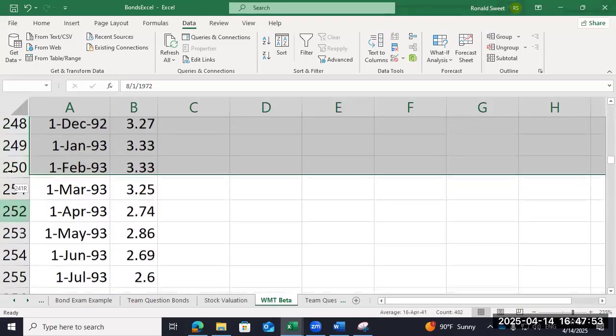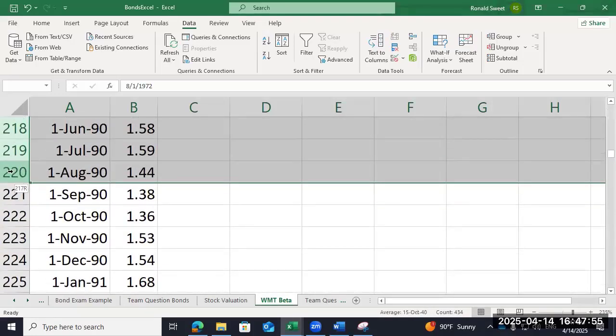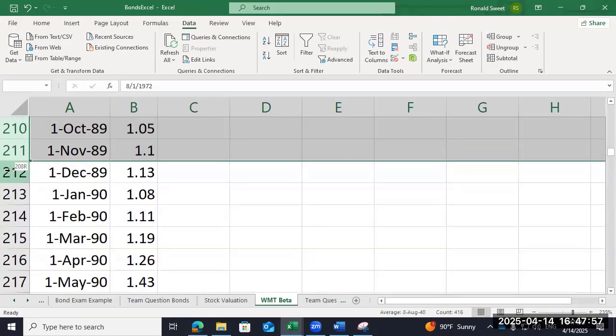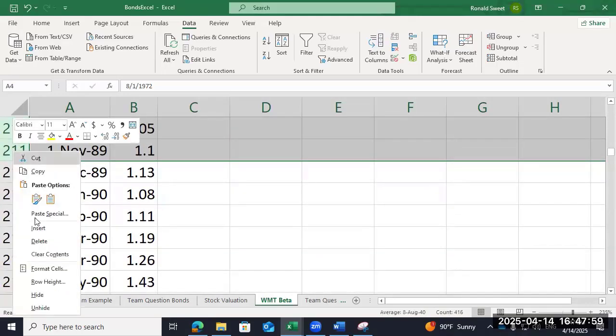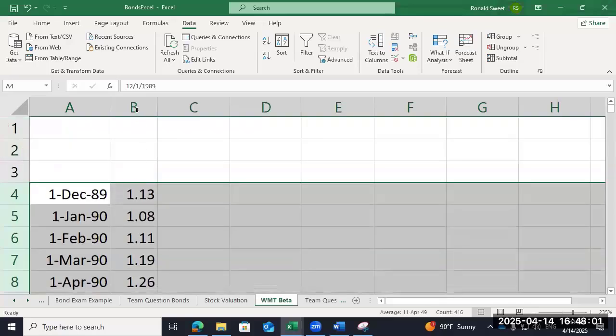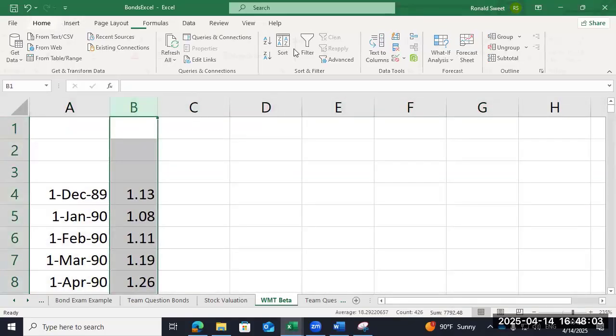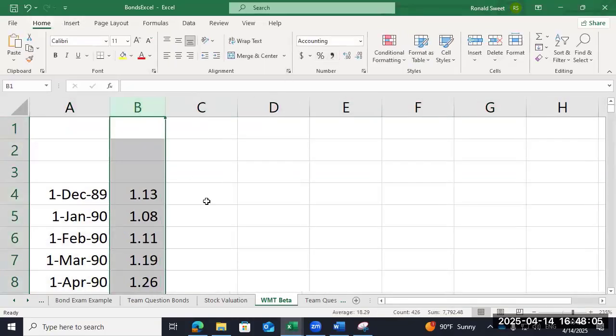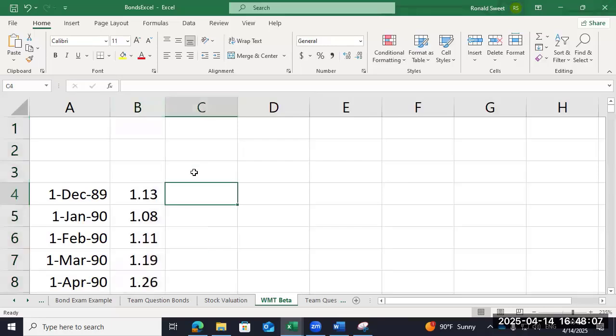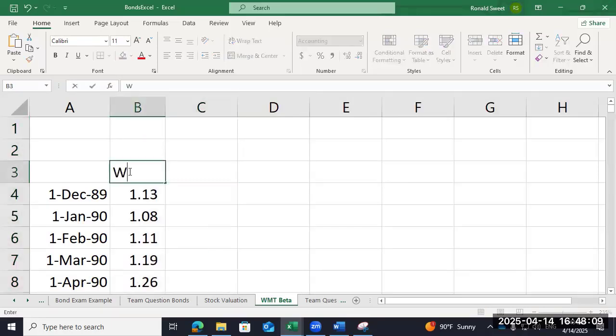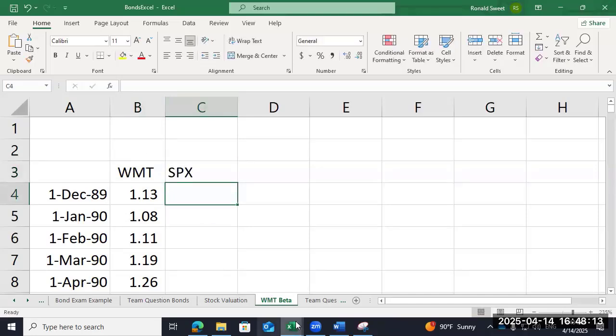Let's go back to 19... We don't have to go back all that far. We'll start in the 90s. I may not be able to finish this before he gets here. So there's Walmart. What else do we need for a beta? We need the S&P 500.